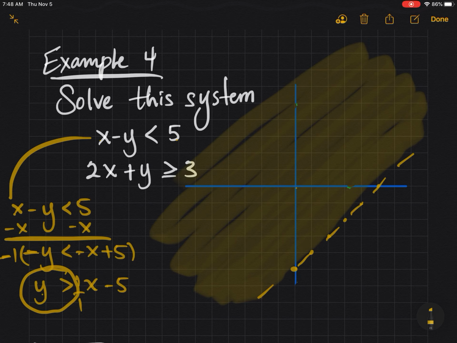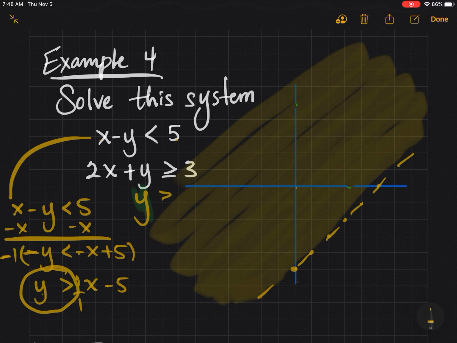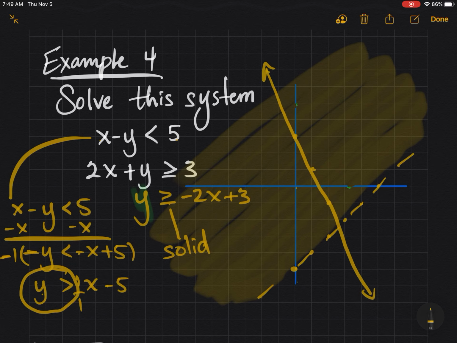But that's only for the first line. So now I want to change up and do the second line. I'm going to put this one in slope-intercept form. So I get y is greater than or equal to negative 2x plus 3. So I'm going to 3, and I'm going to go down 2, run 1. And solid, because it's equal, I'm going to make my solid line.